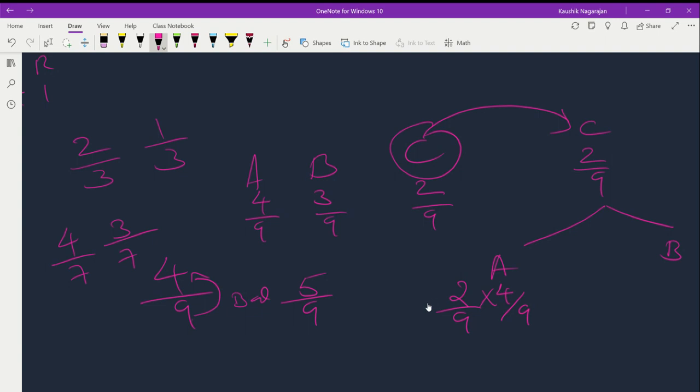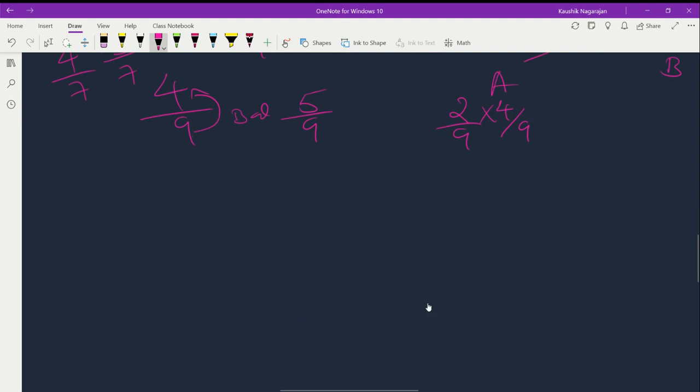Now I'm going to ask you, you can just tell me. Suppose 4 by 5 is taken by A, what will be for B? Out of 5, 4 is taken by A, so for B it is 1 by 5. In the same way, suppose 3 out of 7 is taken by A, 3 by 7 is gone for A. What will be for B? 4 by 7. So in this way you have to understand.